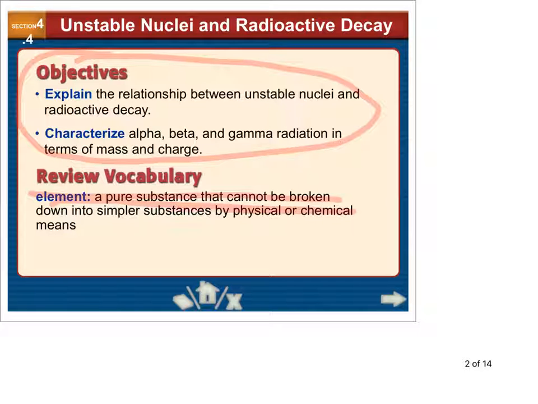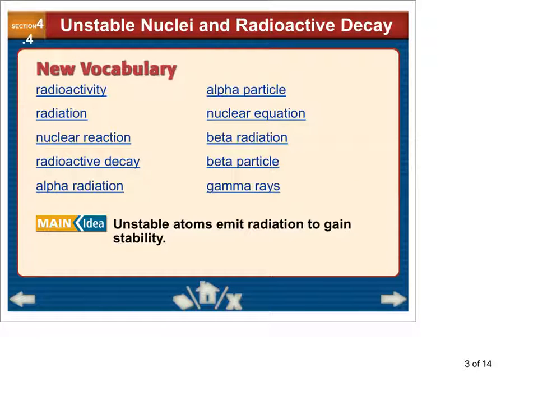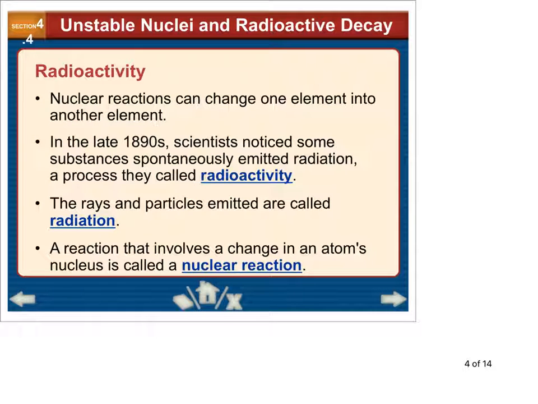A little review, vocab: element, definition for an element. I'm sure you know that one. Wow, lots of new vocab you're going to get as we go through here. I'm sure you have all those definitions in your notes. Unstable atoms emit radiation to gain stability, our main idea. Radioactivity happens as nuclear reactions go on, changing one element into another element.